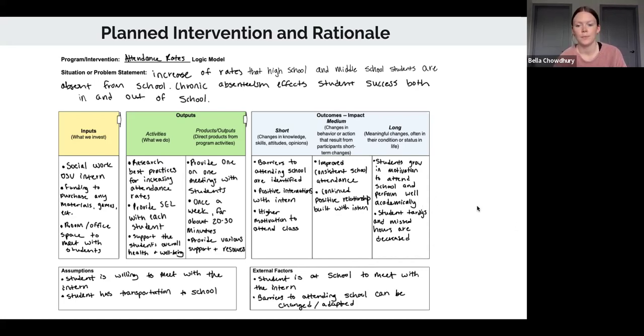And I felt like my intervention of choosing that one-on-one time with students, providing that support in the school, would best serve the students I was with, compared to maybe running a group or another type of intervention. I felt like that one-on-one for goal setting and identifying those attendance barriers would be most beneficial.